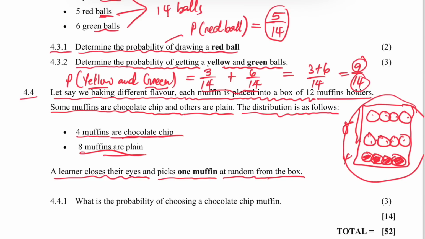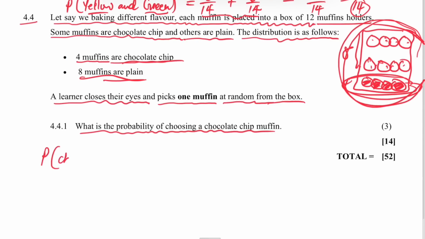So now if the learner closes their eyes and picks 1, what are the chances? Now it says what is the probability of choosing a chocolate? What are the chances of getting the chocolate? How many chocolate? It's 4 out of what? 12. So the probability of getting the chocolate chip is equal to how many chocolate chip? It's 4. 4 out of how many? 12. So the 4 out of 12, guys, you need to simplify the fraction. It's gonna be 1/3. So the chances of getting the chocolate chips there is 1/3. 1 out of 3 possibilities.